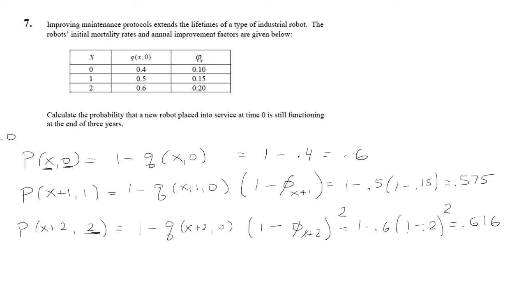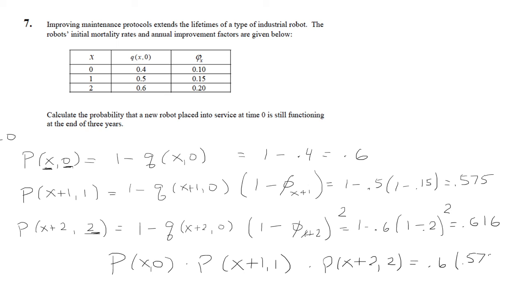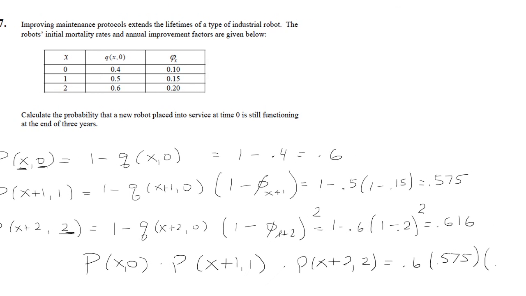So in order to see the probability that the robot survives, or is still functioning at the end of 3 years, that's the same thing as multiplying these three probabilities. So that's 0.6 times 0.575, times 0.616. So our final answer is 0.21252.